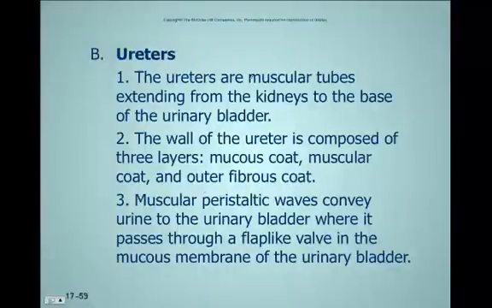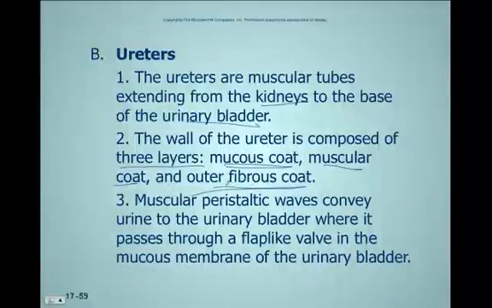So the ureters are these muscular tubes that are going to, again, extend from the kidneys to the urinary bladder. And the wall of the ureter is going to be composed of 3 major layers: a mucus coating, okay, a muscular coat, and an outer fibrous coat. So those are the 3 linings. The mucus coat obviously being the inner lining and the fibrous coat being the outer lining.